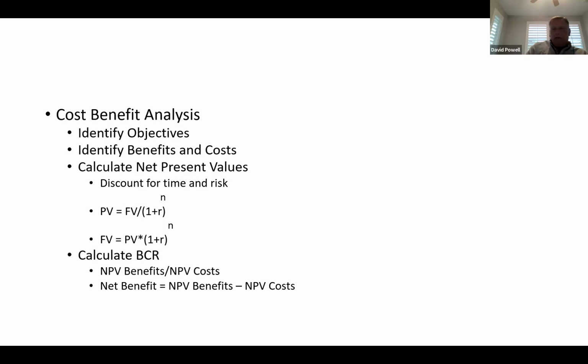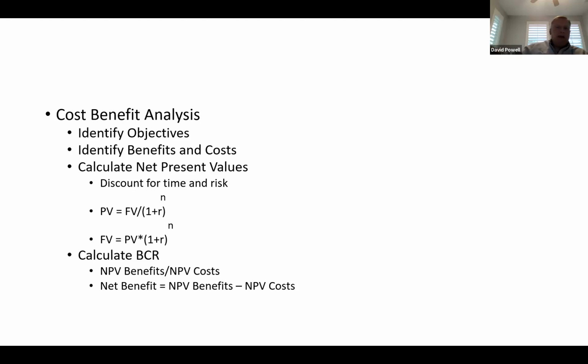So PV is present value, FV is future value. Present value equals the future value divided by 1 plus the prevailing rate of return, raised to the exponent of n. N stands for the number of periods of time. That will then allow you to take a future value and transform it into what it is actually worth today. The opposite of that is compounding, taking a present value and compounding it into what it may be worth at a point in the future.